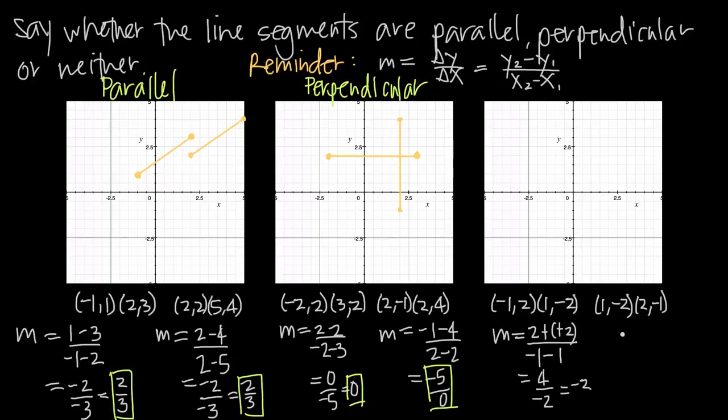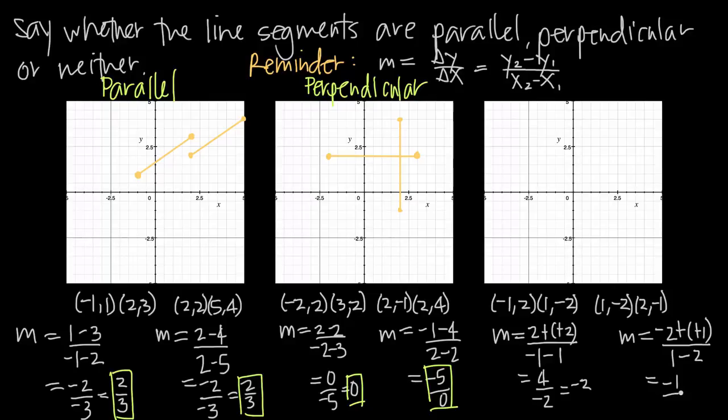If we look at the second line segment here, defined between the endpoints (1, -2) and (2, -1), we take the first y value, -2, and subtract the second y value, -1, and then take the first x value, 1, and subtract the second x value, 2. When we simplify, -2 minus a negative becomes a positive, so -2 plus 1 gives us -1.